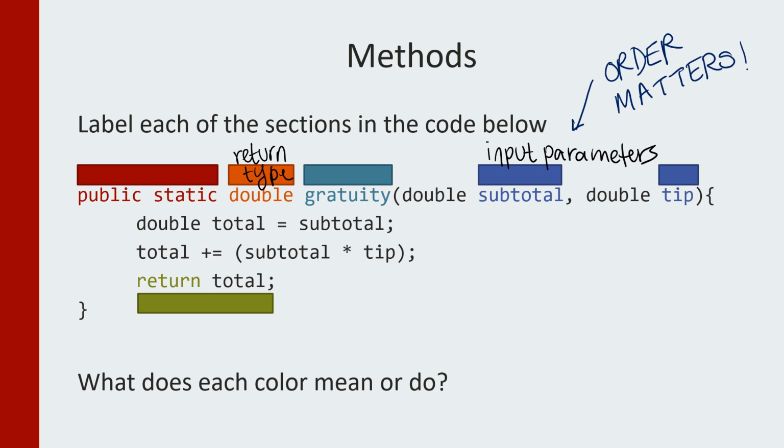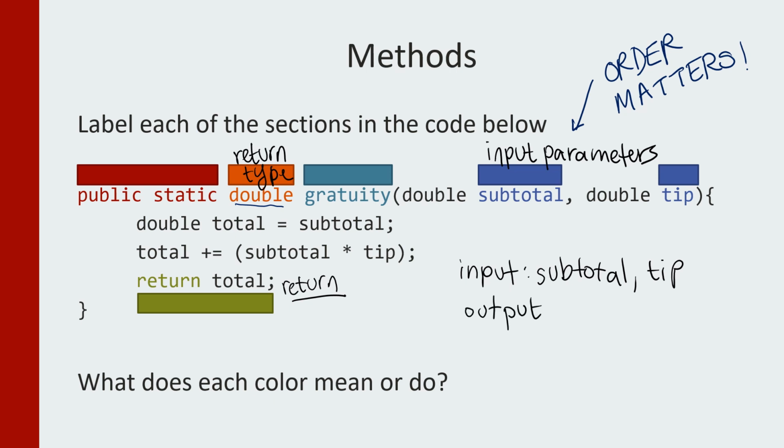Okay, so I see that the return type is a double, and I see that I'm returning total, which in fact is a double, so I know what my return is. And so now that I know what input and output are, I'm really happy. Right? So whenever I do my pseudocode, I always write the input, which is going to be subtotal and tip, and I'm going to write the output, which is going to be the total. That is like step one with understanding what a method is doing.